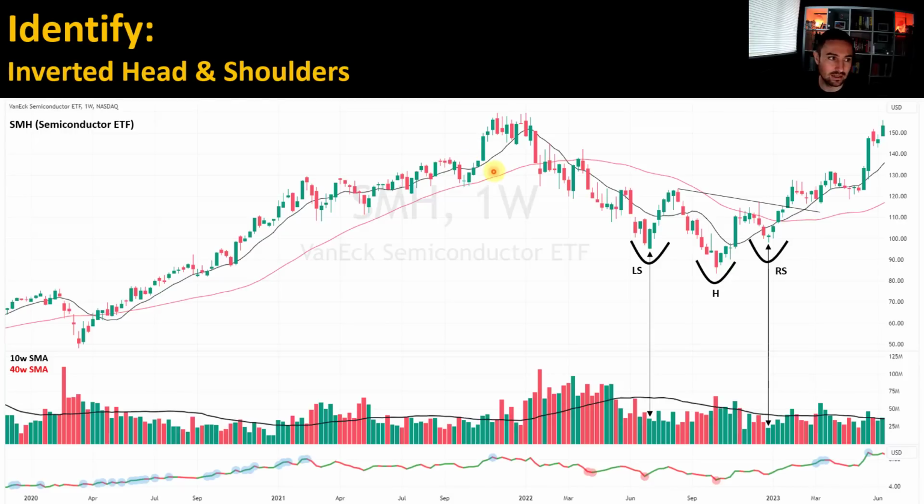So let's take a look at a couple of them. I've got some from 2022, 2023, SMH, the semiconductor ETF. I'll show you the QQQs in a second as well, and then I'll also show you a stock on the 1 minute chart. So, SMH, this is the semiconductor ETF. Left shoulder coming through here.